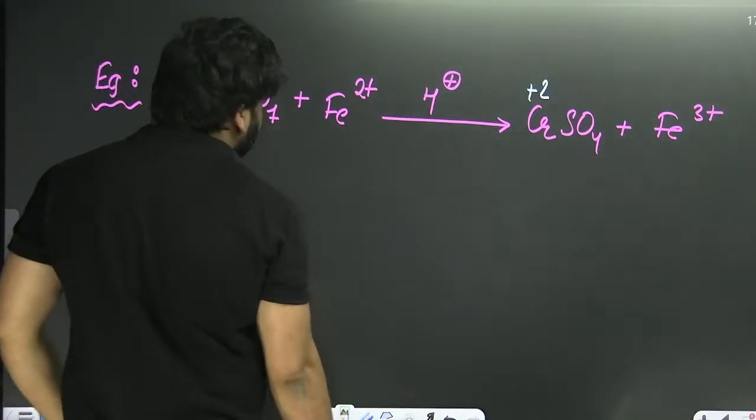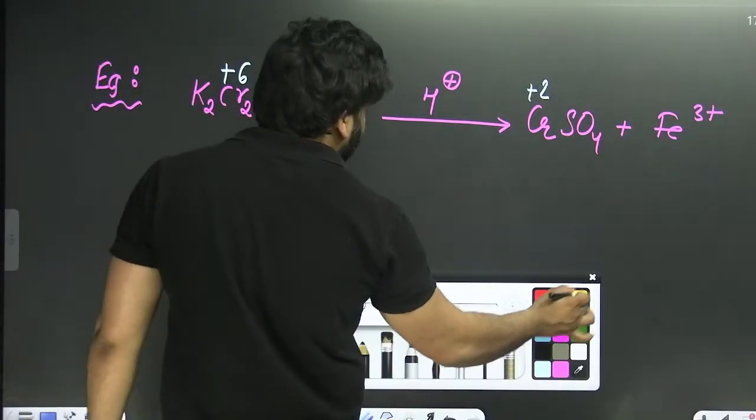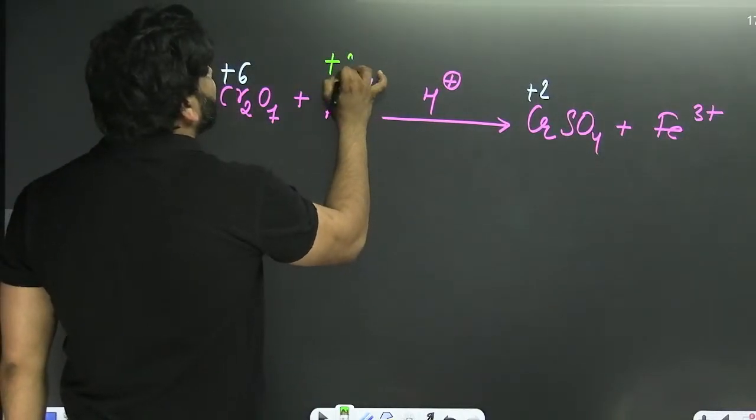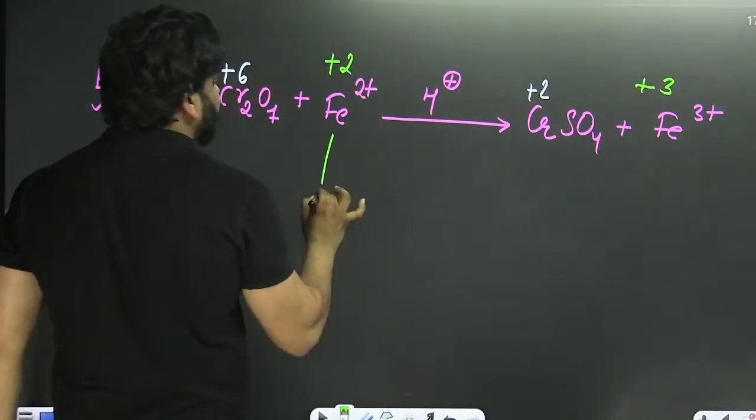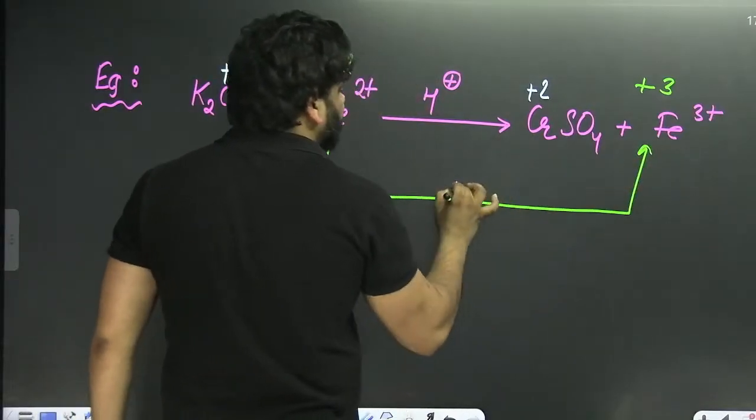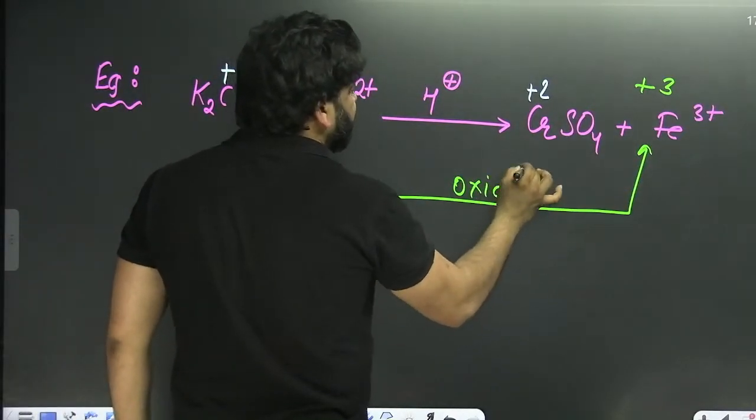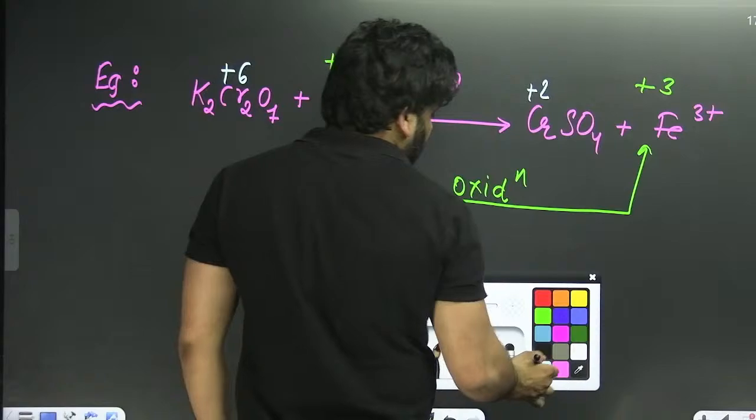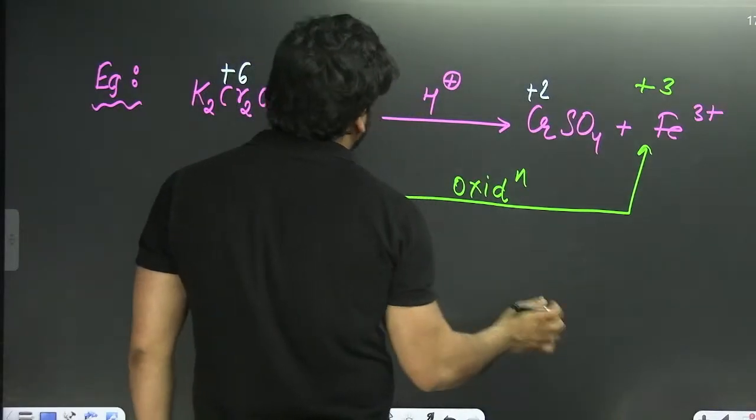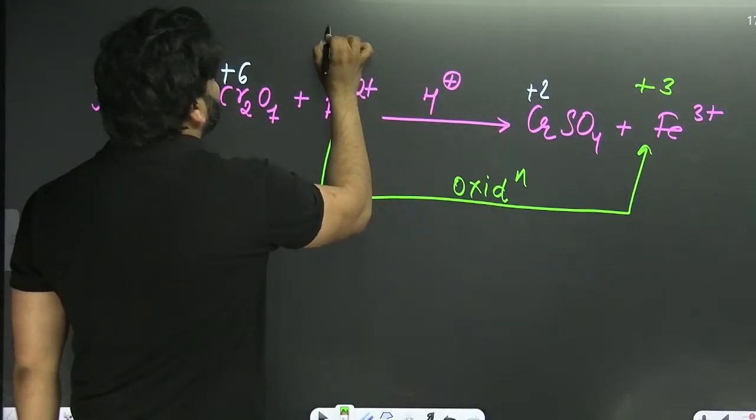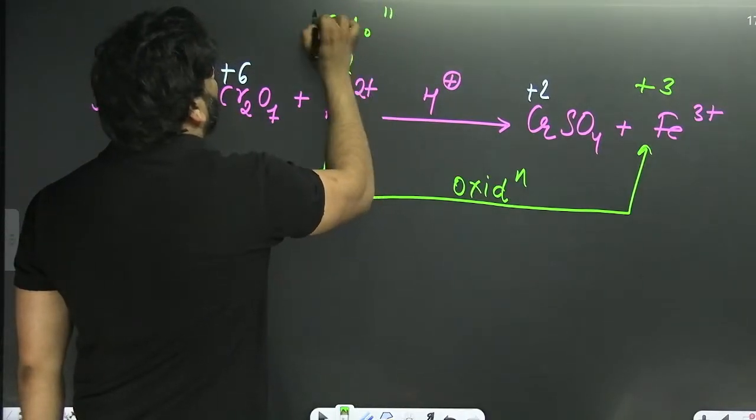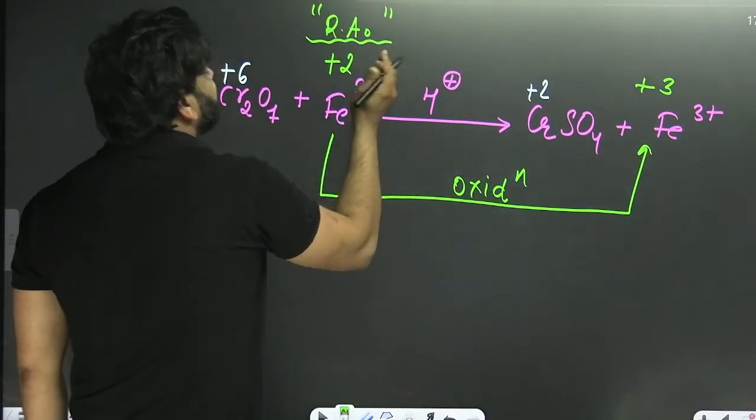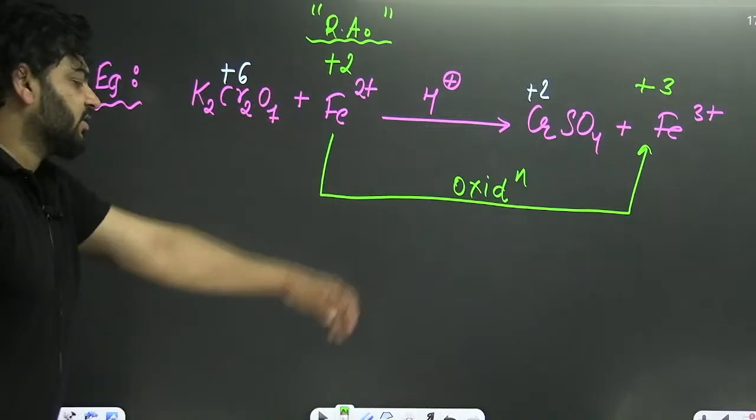Very good. Then we have one more species which has a positive 2 charge and is going to a positive 3 charge. So no doubt this species is undergoing oxidation. This process is what? Oxidation. And oxidation is happening of what? Oxidation is happening of this Fe2+. So Fe2+ has become what? Reducing agent. How come it is a reducing agent? Because it is reducing the front species and itself getting oxidized.